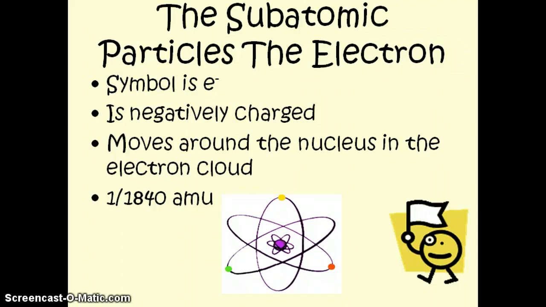A very, very tiny particle. So it would take 1,840 electrons to make up the mass of a single proton or a single neutron.